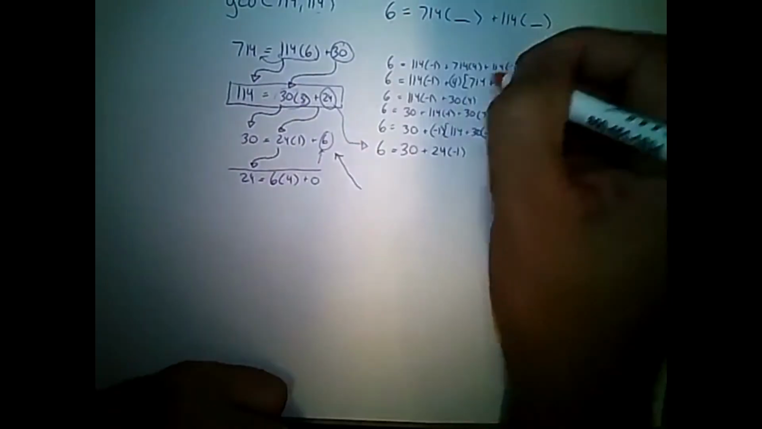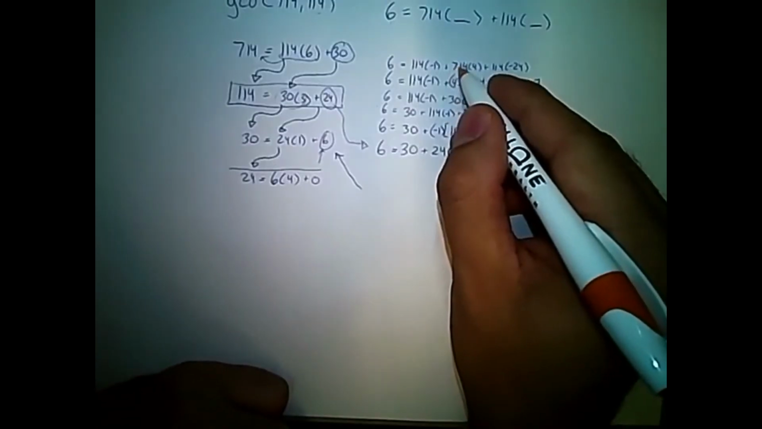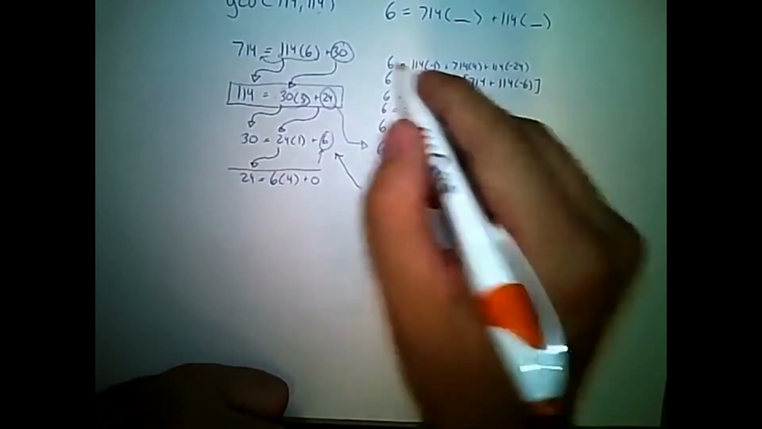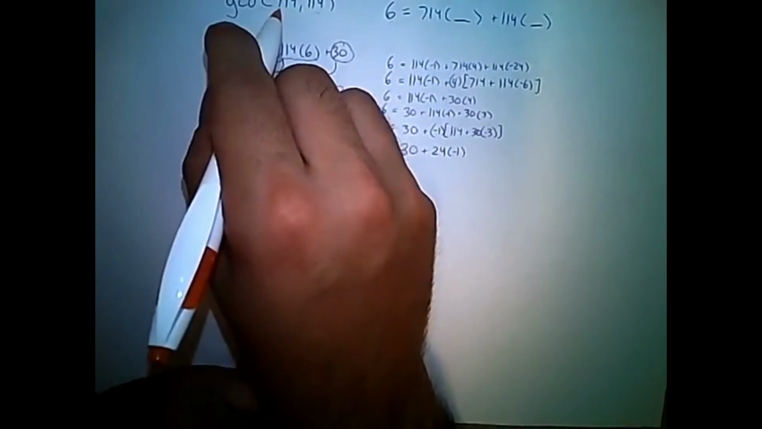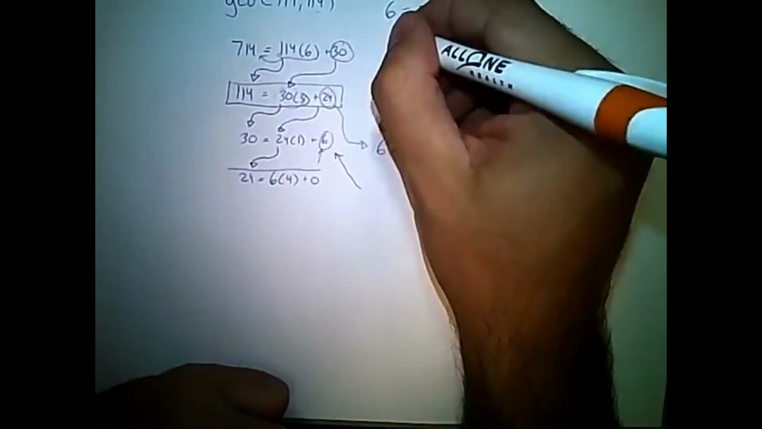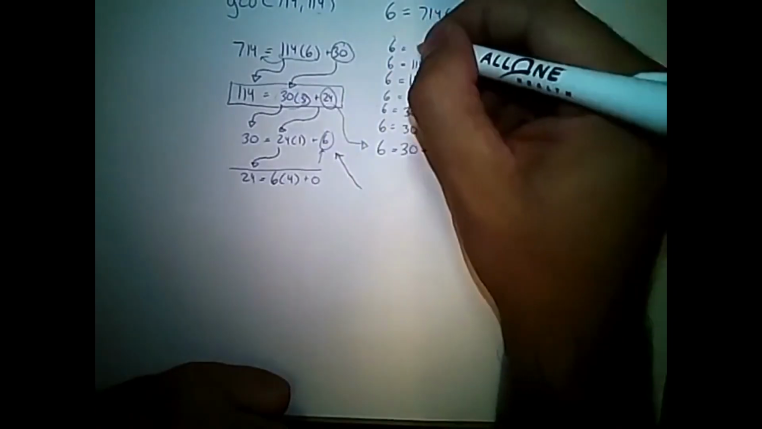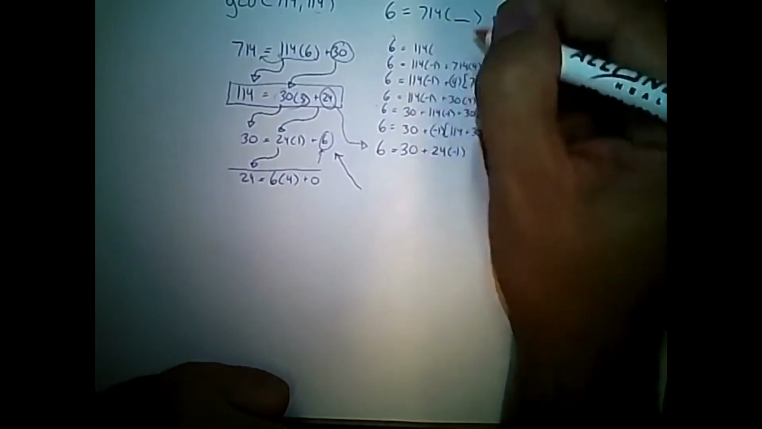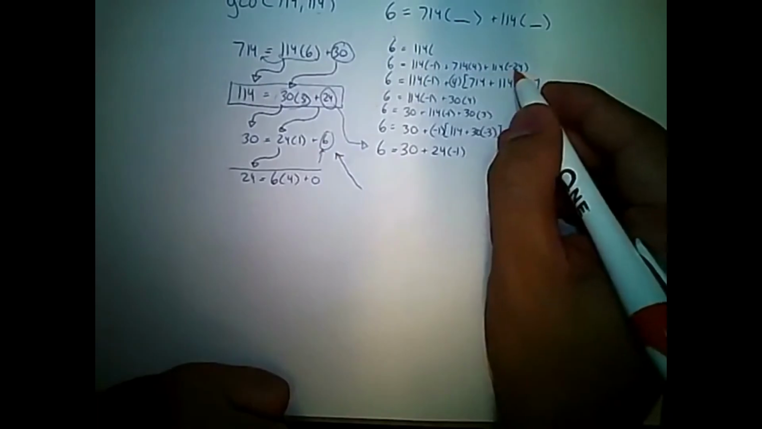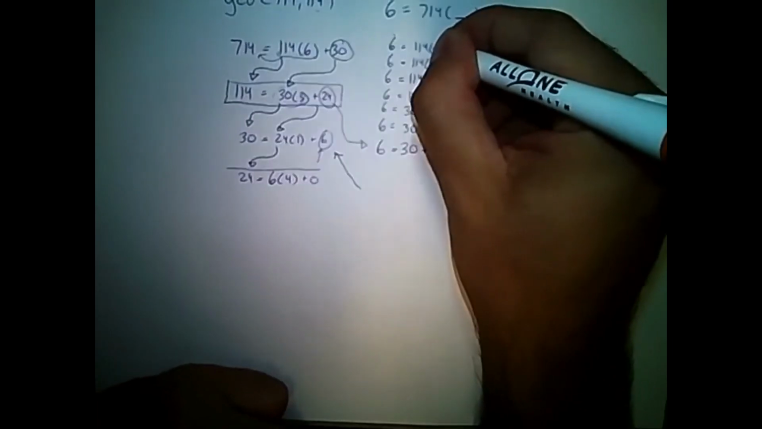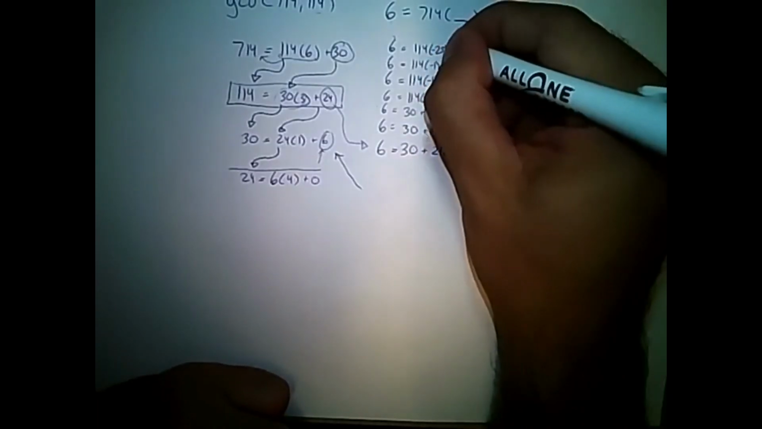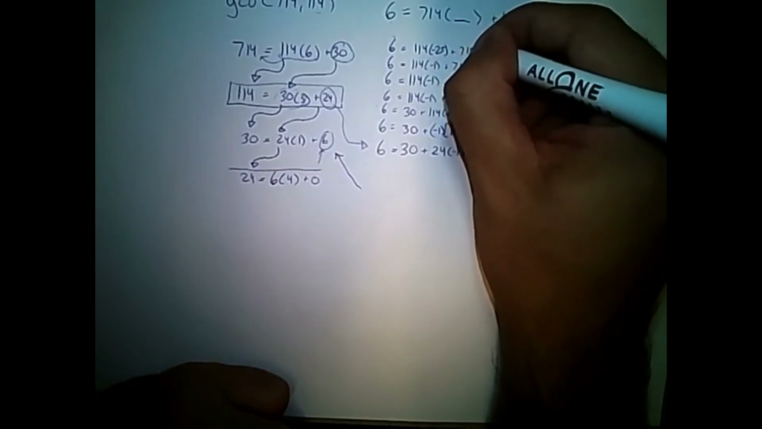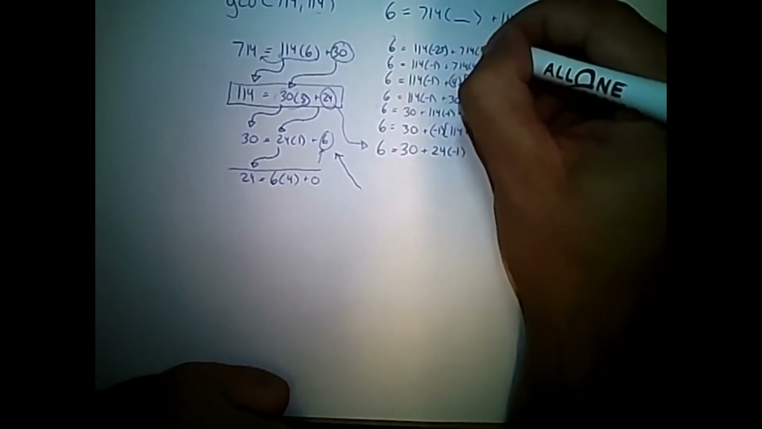Let's combine our terms because we've noticed that we have a 714 and 114 here, which is what we originally started out with. This is our A and our B here. So 6 equals 114 times, how many do we have? Well, we have minus 1 here and minus 24 here. That's minus 25, plus 714 times 4. We have 4 of them.